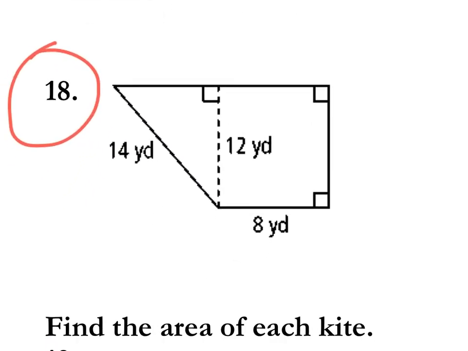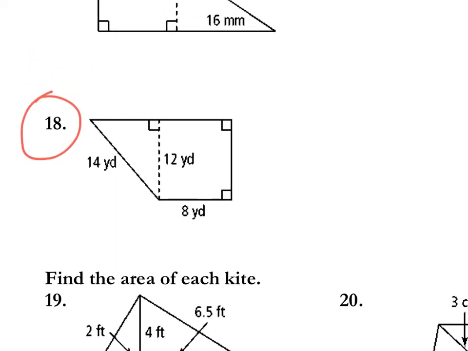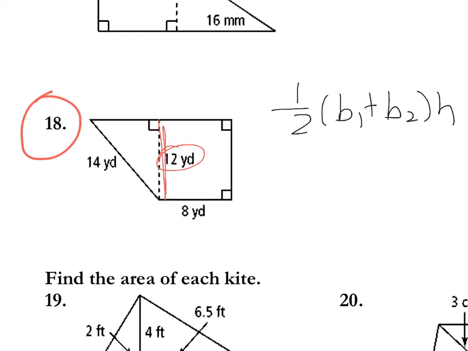So let's look at number 18. 18 is a little different than that one. In 18, our formula is still 1/2 base 1 plus base 2 times height. This time we do know the height. That's this one in the middle. That's where the right angle is. So the height is definitely 12.